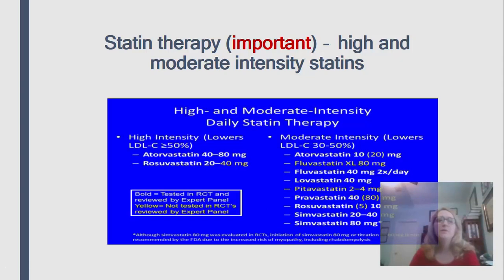Statin therapy is important. High and moderate intensity statins. You want to know this. You want to know that atorvastatin and rosuvastatin are your high intensity statins, but you need to know at what dose. They can be a moderate intensity statin if they're not dosed high enough. So make sure you know that. Know the other statins that are moderate intensity statins.